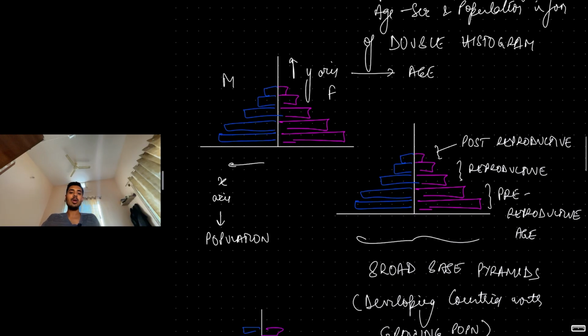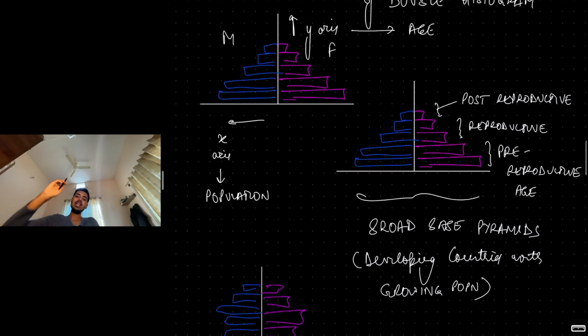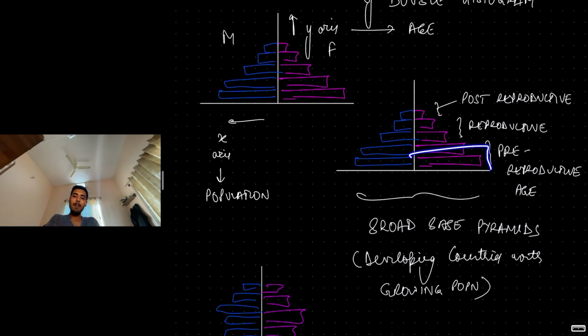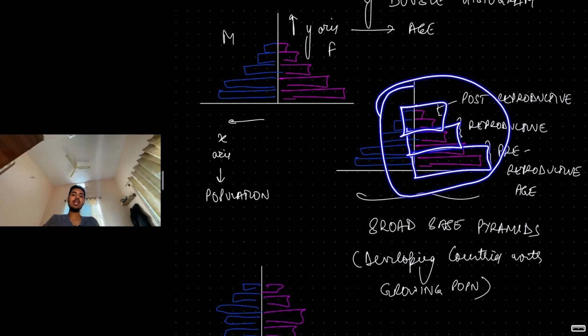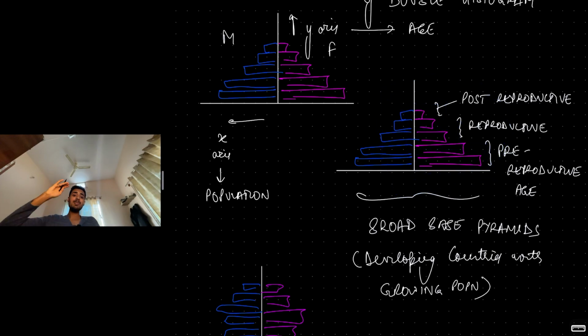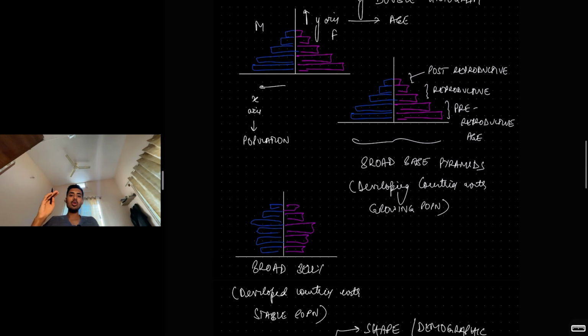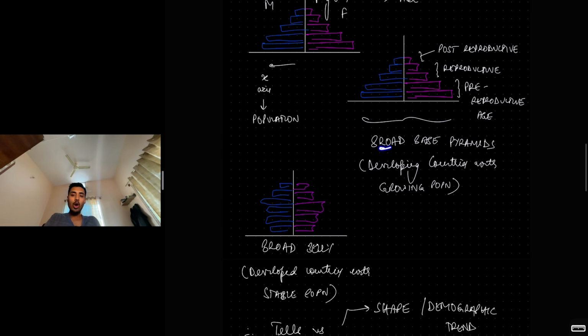Okay. Now, as I told you, in age pyramids the y-axis is for age. So as we go up, age gets higher and higher. Initially you have the pre-reproductive phase, then the reproductive phase, and the post-reproductive population. So this is how you can see it in an age pyramid. Now you mainly have two types: broad base pyramids or broad belly pyramids. This is the broad classification.